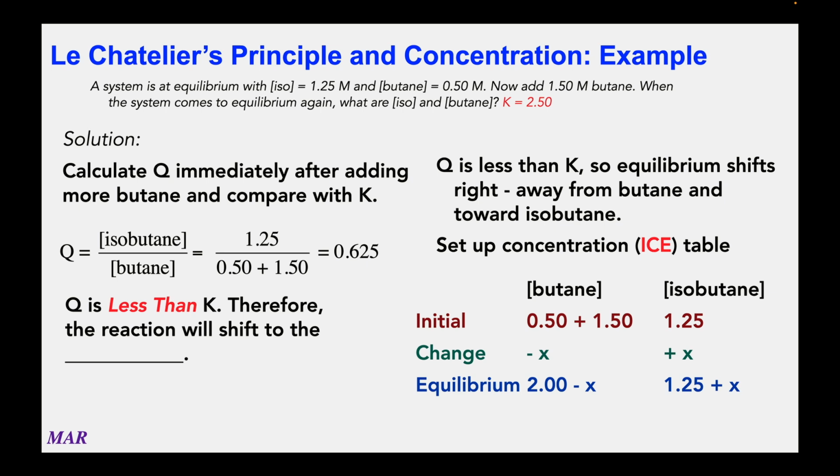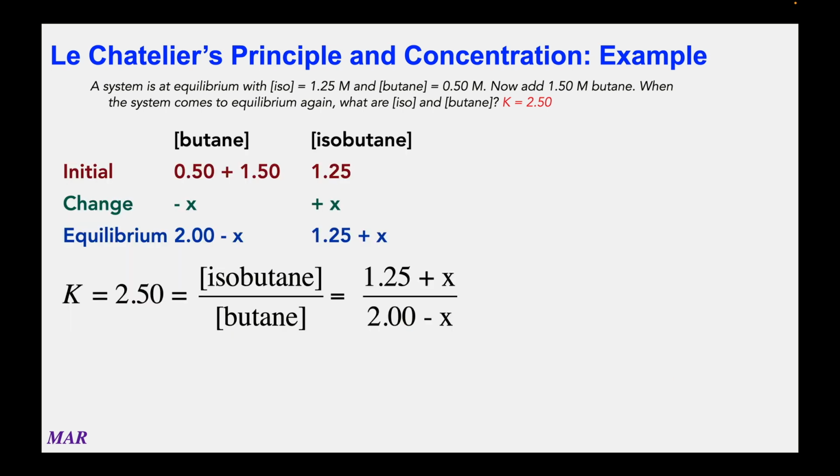Both butane and isobutane are 1-to-1 ratios. So at equilibrium, you'll have 2 minus X for the butane. You'll have 1.25 plus x for the isobutane, and you can let that all equal the equilibrium constant 2.5. Okay, so there's our ICE table from before. The equilibrium constant's 2.50. So 2.50 equals the isobutane over butane. So 2.50 equals 1.25 plus x divided by 2 minus x.